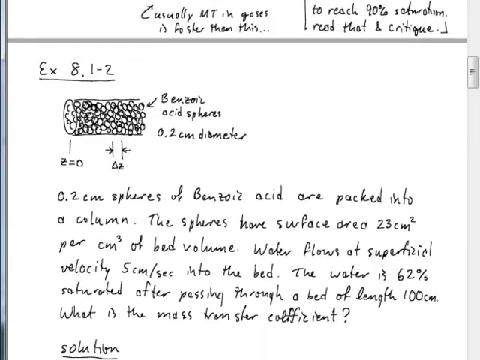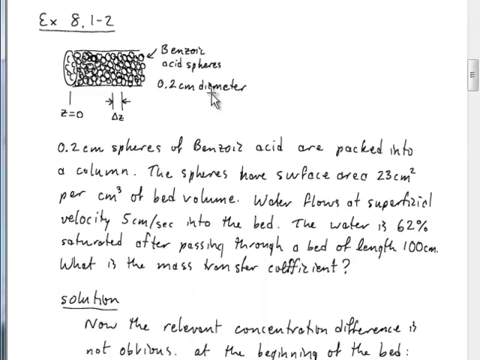Okay, so let's do another example, thinking about mass transfer from a solid to a liquid, right? So we just did liquid to a gas, and now we're going to transfer benzoic acid from solid spheres of benzoic acid into a liquid that's flowing past them in a packed bed of these solid spheres. Okay, so the spheres have a diameter of 0.2 centimeters, and the surface area in this packed bed is given as area per volume of packing. So we have 23 squared centimeters of interfacial area per cubic centimeter of bed volume.